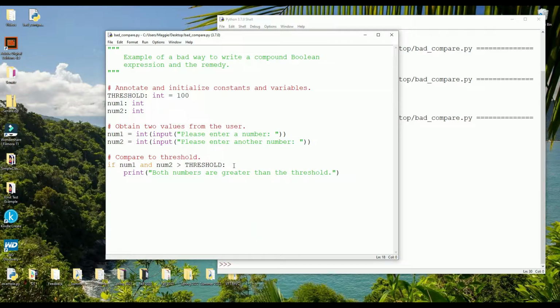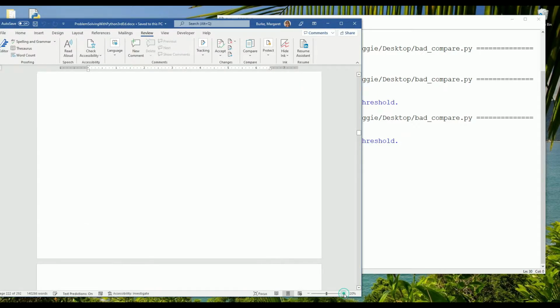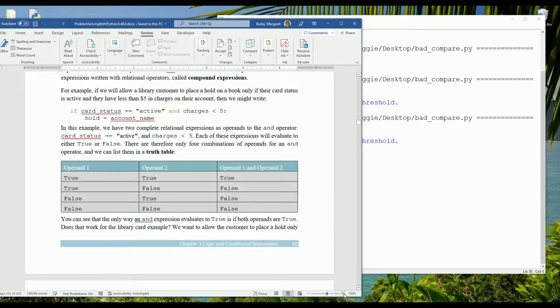Well, short-circuiting is actually used here. With short-circuiting, it's helpful to look at the truth table for the AND operator. So let's dig one of those up. Here's the truth table for AND, from my book Problem Solving with Python, but the truth table for AND is the same anywhere, no matter where you find it.